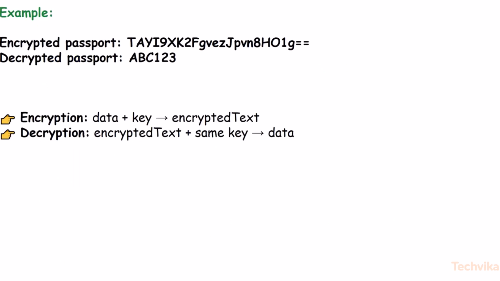See, let's say you encrypted a passport number, it becomes TAYI9 something. So you encrypted data plus key. Now, how do you decrypt? If the person has the same key, you can easily decrypt it. Okay, so for encryption, you have to encrypt with the key. For decryption, if you have the same key, you can decrypt your data.